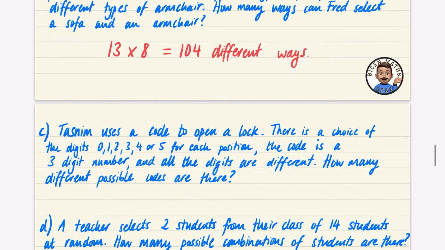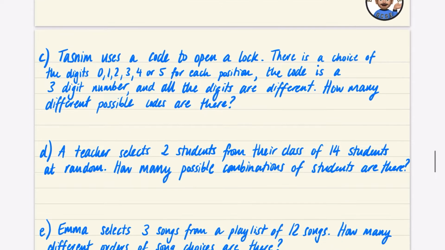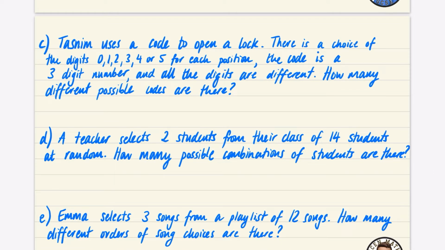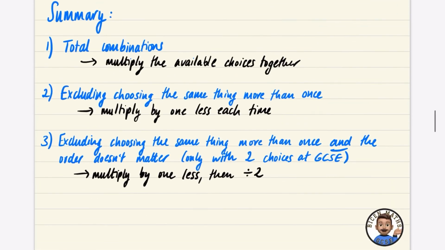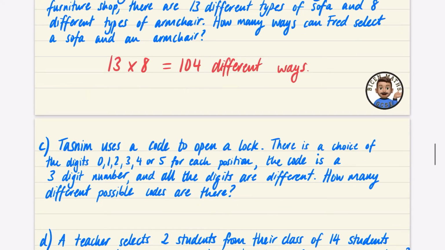Okay, C, it says Tasnim uses a code to open a lock. There is a choice of the digits 0, 1, 2, 3, 4, or 5 for each position. The code is a 3-digit number, and all of the digits are different. How many different possible codes are there? Okay, so let's figure out whether we think it's type 1, type 2, or type 3. So multiply the available choices together, but I think we also had some extra information, right? They said all of the digits are different.